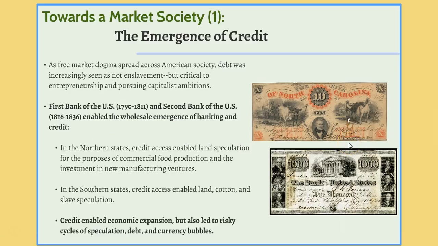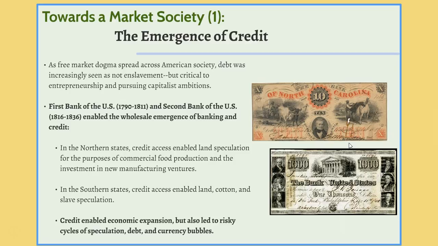Depending on where you go and which particular parts of the country, the use of credit tended to look a little differently. In the northern states, typically, people that are accessing credit through various banks are doing so in order to purchase a lot of land for commercial food production and the investment in all sorts of new manufacturing operations.